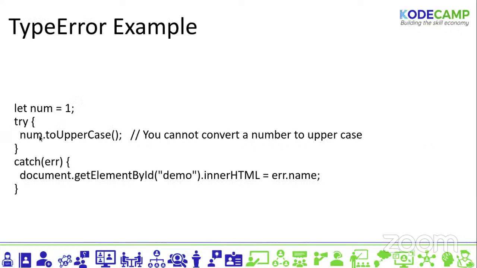So let's say num is equals to 1. It's like saying you're trying to convert num to uppercase, but that's not possible because num is not actually a letter. It's a number. You can't convert numbers to uppercase or to lowercase. You can't use some other numeric or string functions on numbers. So this will generate an error saying you cannot convert a number to uppercase.